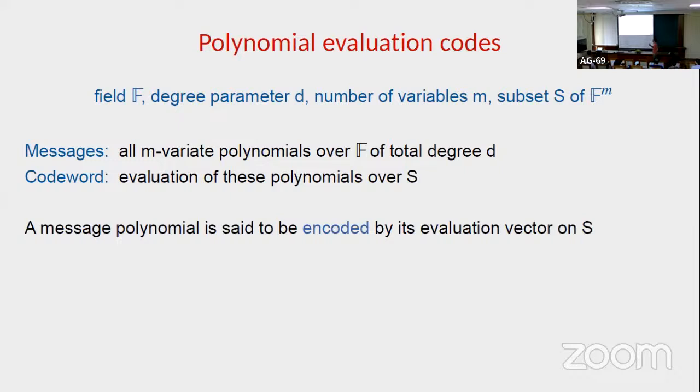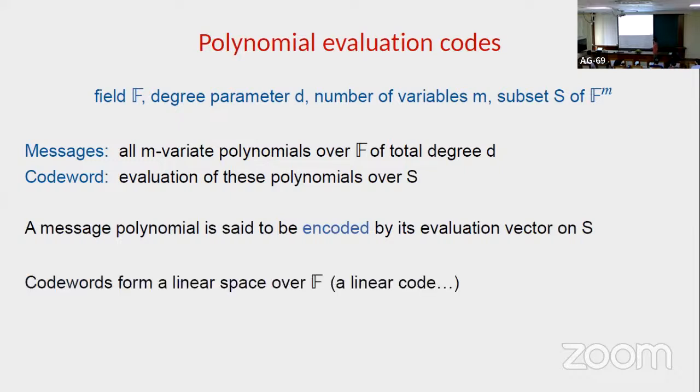Right, so a message polynomial is going to be encoded by its evaluation vector on the set S. And clearly, the code words form a linear space over the underlying field, because the messages form a linear space. You can take the encodings of two polynomials, add them up, and you get an encoding of the sum polynomial. So there's a linear structure, and these code words form a linear space. Or in other words, this particular code is a linear code.